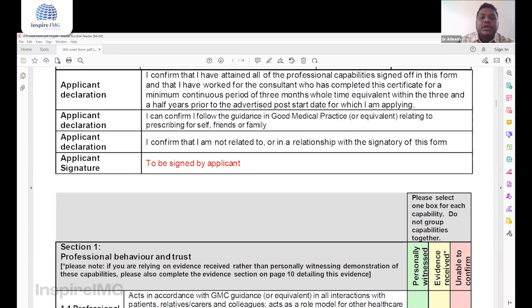So you need to read Good Medical Practice and understand it, not just for the CREST Form, but for your everyday working in the UK as well as any other country. Those are beautiful guidelines.